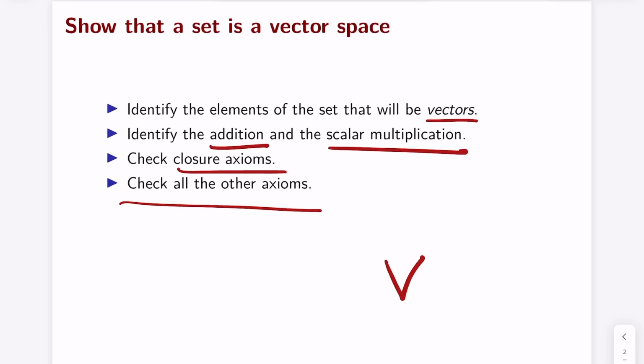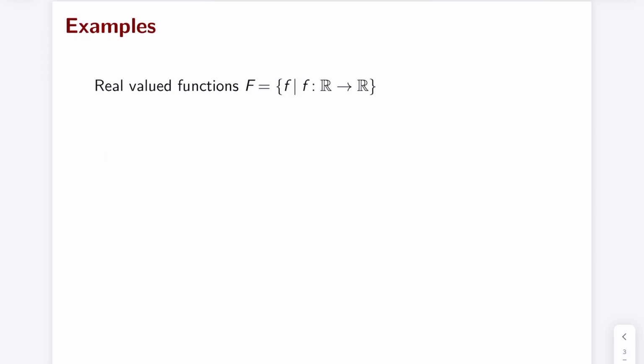Well, first we need to identify what are going to be the vectors in this case. This is a set that has functions, right? All the elements in this set are functions. So the vectors are going to be the functions. Each of these functions is going to have the name vector, because the elements of the set, any elements, are going to be called vectors. In this case, the elements are functions. So the functions are going to be our vectors.